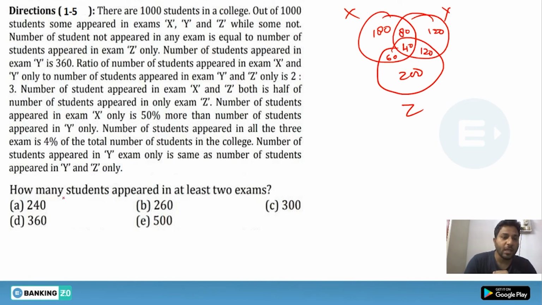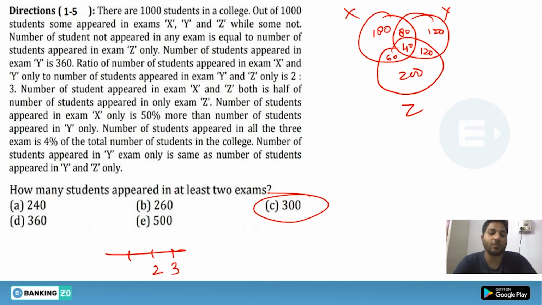How many students appeared in at least 2 exams? What is the meaning of at least? At least means it will start with 2 and go to 3. That means all the data with 2 or more will be handy. That means 120 plus 80 is 200, plus 60 is 260, plus 40 is 300. So here we have found the answer, option C.